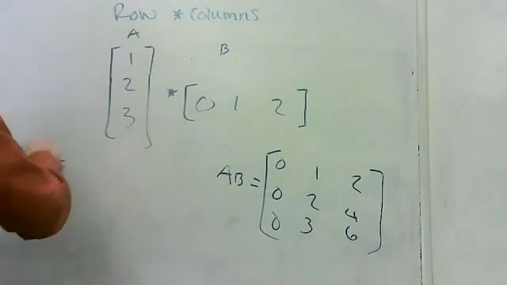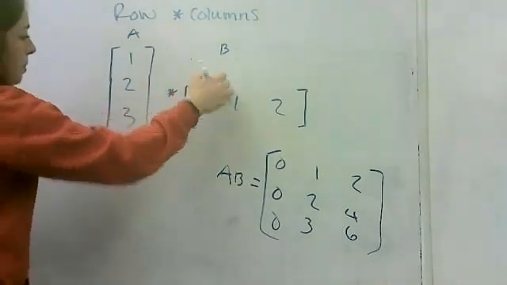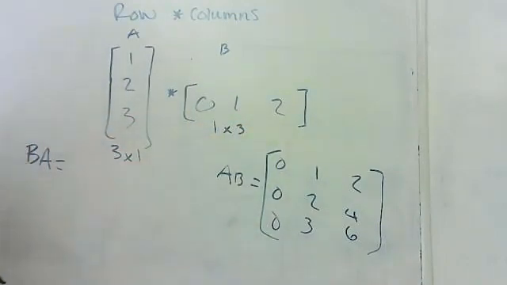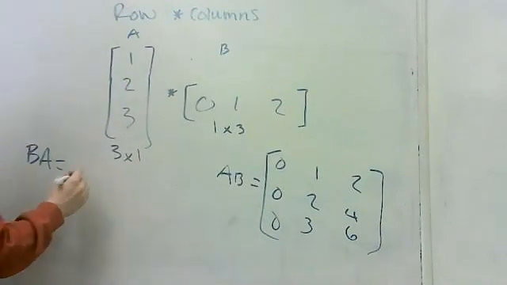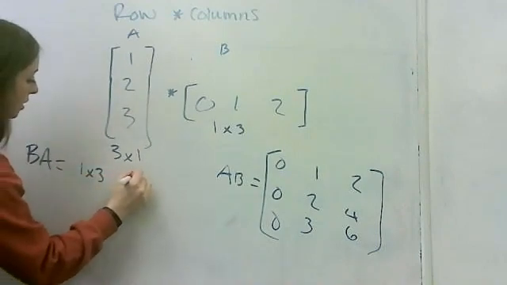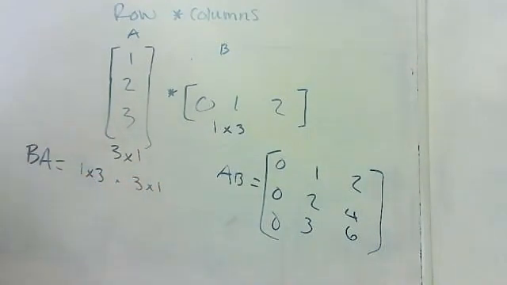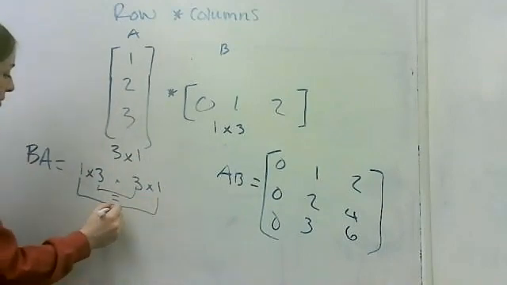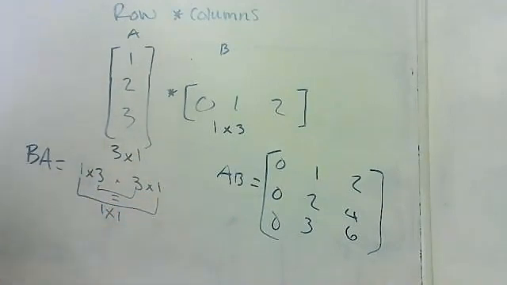If I did take B times A, my B is a 1 by 3. My A is a 3 by 1. So I would be multiplying a 1 by 3 times a 3 by 1. So in this case, yes, they are still equal, so I can still multiply them, but I'm going to have a 1 by 1 as my new matrix, which seems super weird. Okay, super weird.